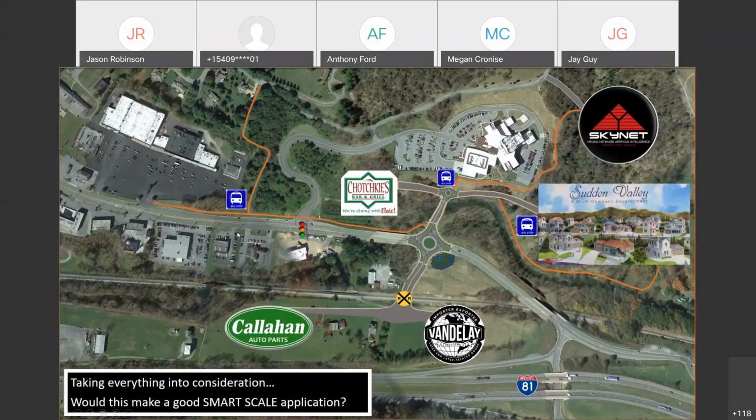So we're going to add the transit stops in here and ask you guys to take a look at everything, the whole kit and caboodle. How might we fund this entire initiative? And again, the question will be, how do you do this with all of the other components taken into consideration at once? Do you think Smart Scale would be a good approach to this? That's the poll question.